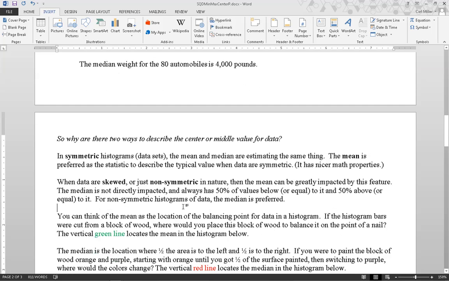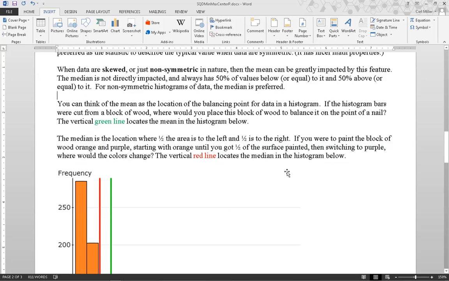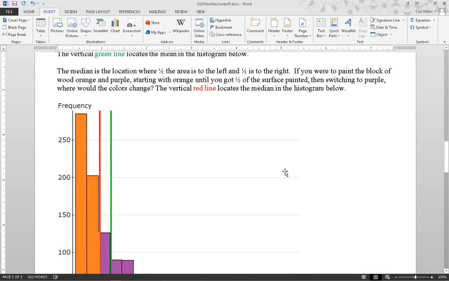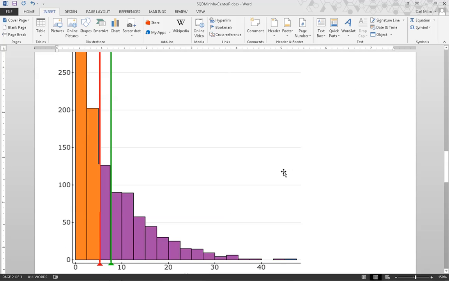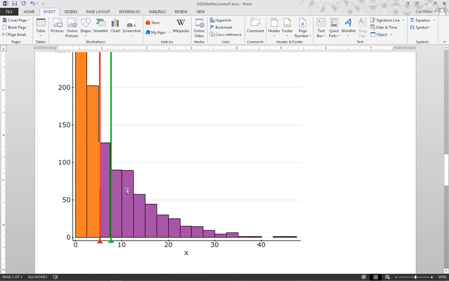You can think of the mean as the location of the balancing point for data in a histogram. If the histogram bars were cut from a block of wood, for example, and we try to balance it on the point of a nail, the mean is that balance point location. The vertical green line locates the mean in this histogram.